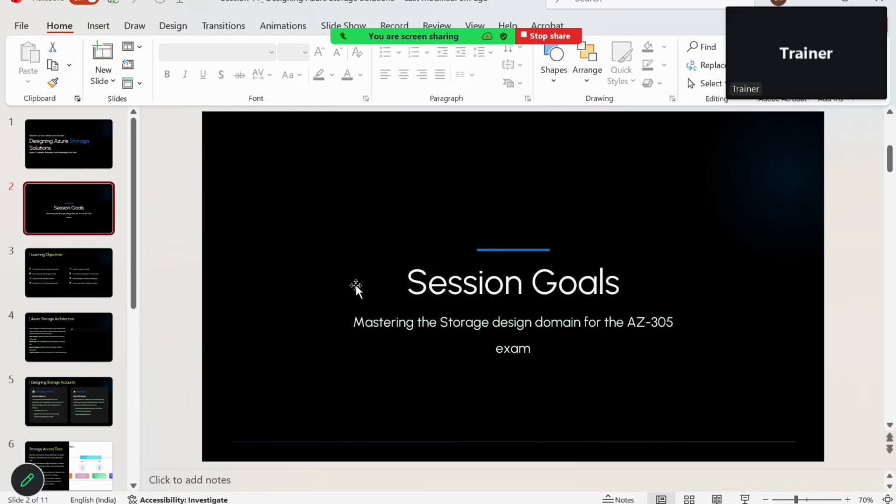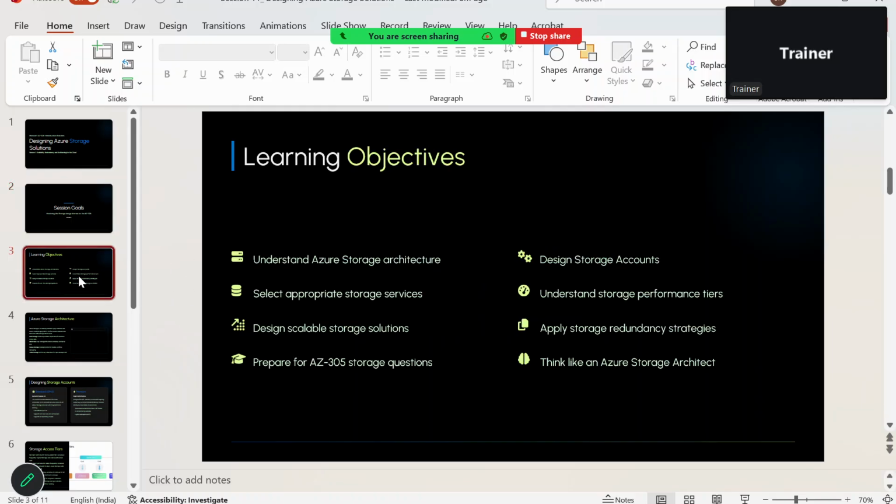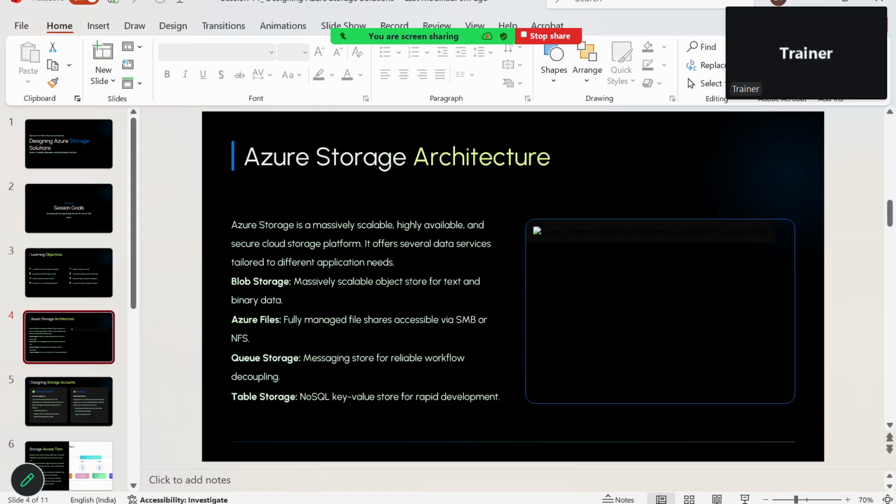By the end of this session, you will be able to understand the Azure storage architecture, design a storage account, select multiple storage services, understand the storage performance tiers, design scalable storage solutions, and apply a storage redundancy strategy. We will also prepare for AZ-305 strategy questions, and think like an Azure storage architect. Now let's start with the topic of designing Azure storage accounts and storage architecture.